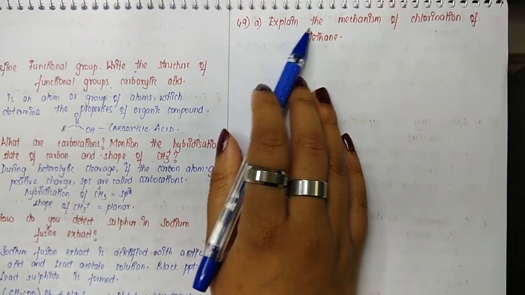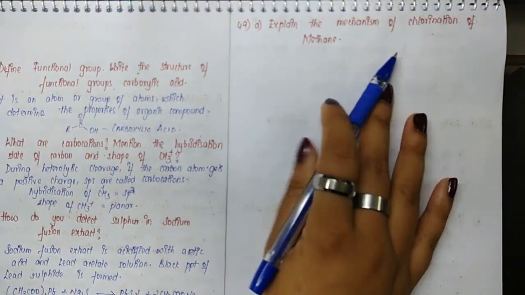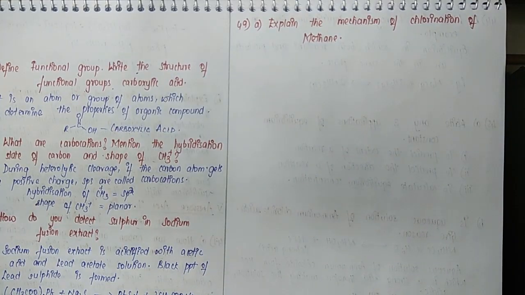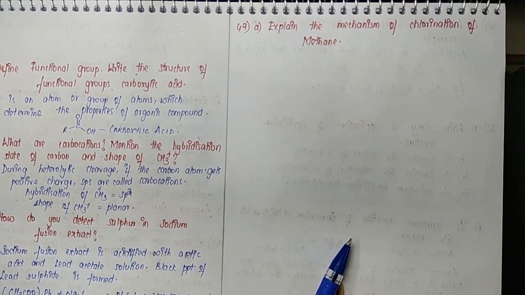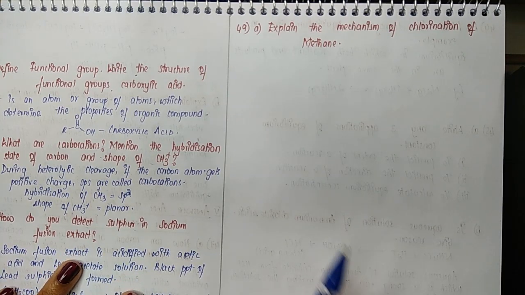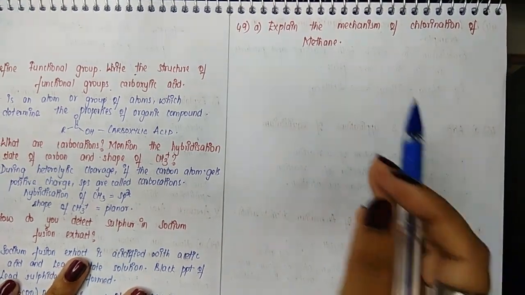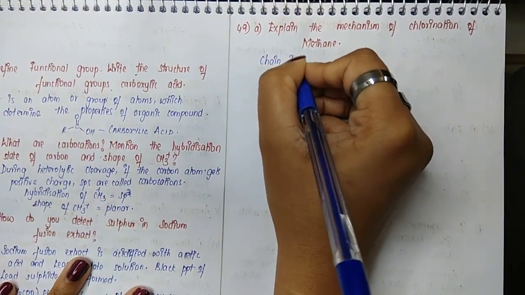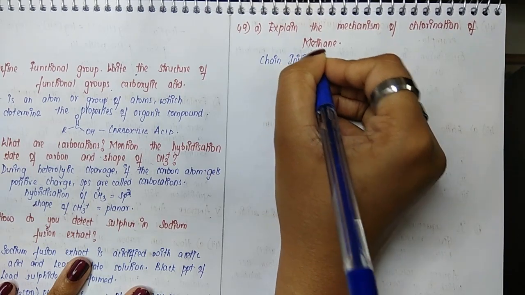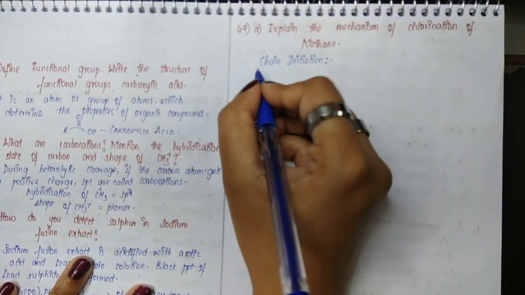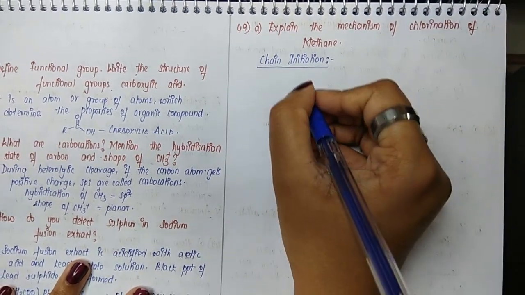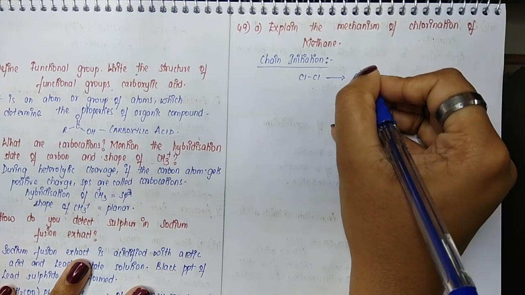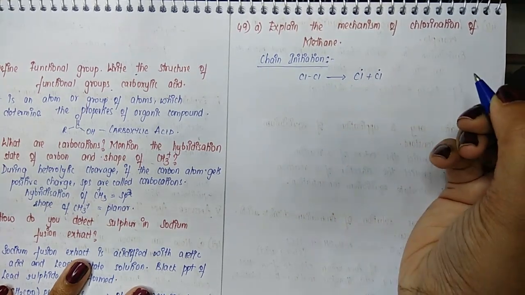Now the next question is, explain the mechanism of chlorination of methane. It's a very important question in the paper for an organic part, so don't skip this question out. For chlorination of methane, we have a 3-step process because it follows a free radical mechanism. Under the first process, which is the chain initiation, Cl2 molecule will form Cl dot plus Cl dot.